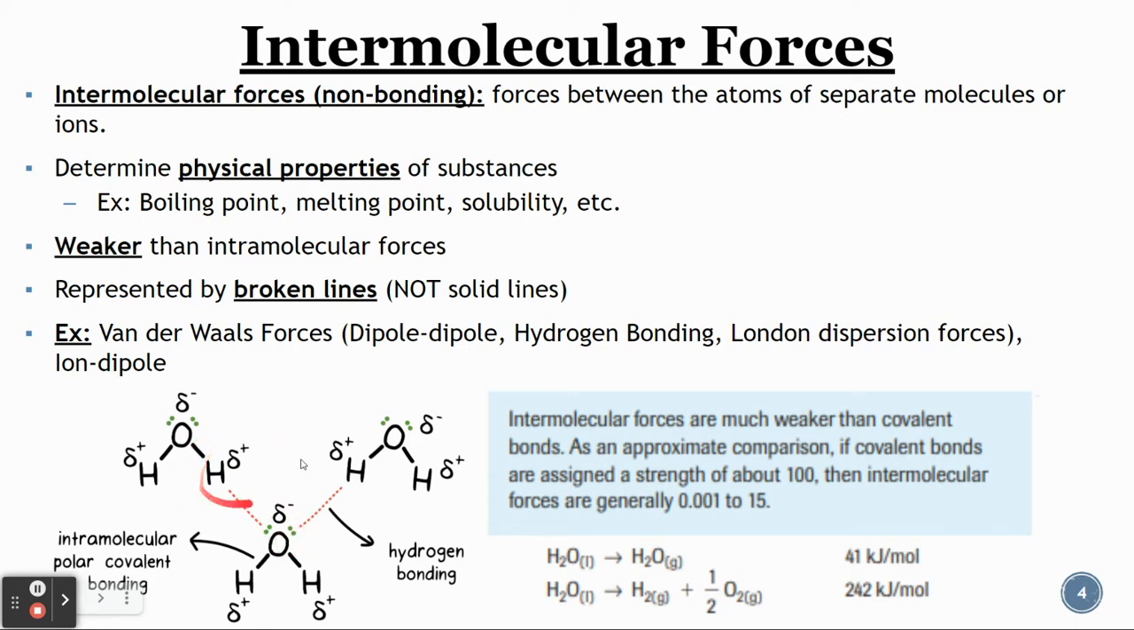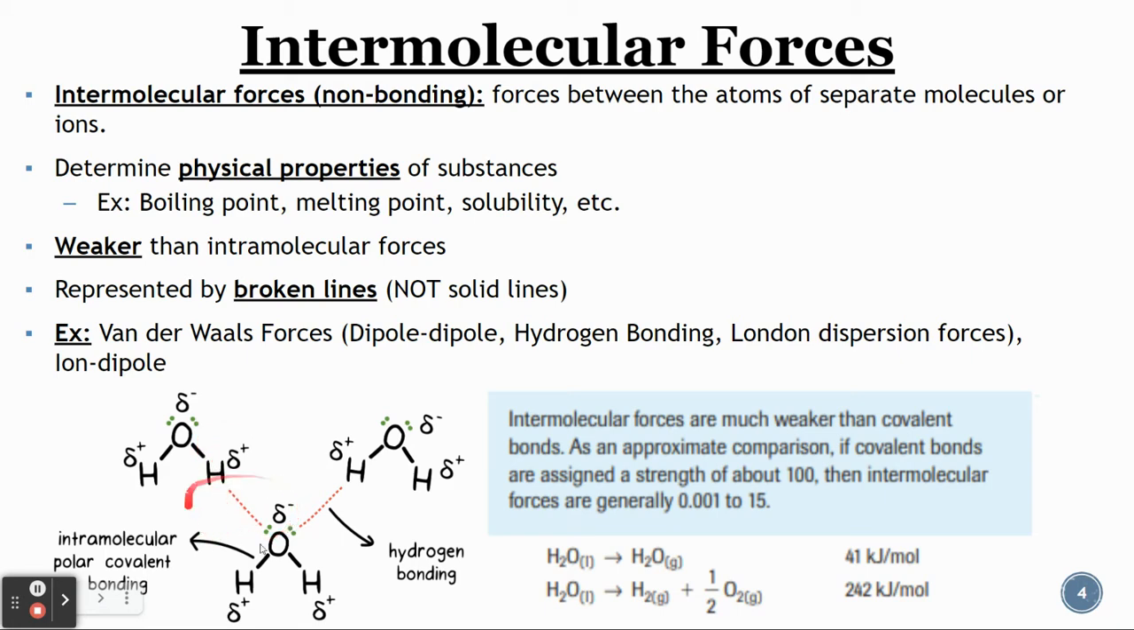The hydrogen has a partial positive charge because water is polar, and the oxygen has a partial negative charge, again, because water is polar, and the oxygen is more electronegative, so it holds the electrons a little bit closer to itself. But the point is that there's an attraction between the partial positive hydrogen of this water molecule and the partial negative oxygen of this water molecule. And this is happening between two separate molecules, so this is an intermolecular force.